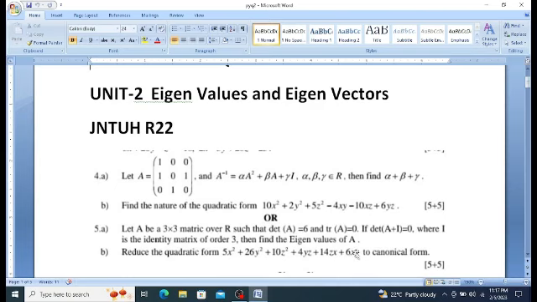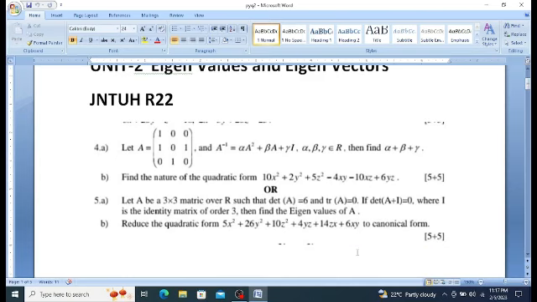Then you need to find the normalized model matrix P. To get the normalized model matrix P, take those eigenvectors in the form of a matrix. You will get a 3 by 3 matrix, and take the transpose of that model matrix, which gives P transpose. Then multiply those matrices in the form P transpose A P, and that must be equal to D, where D is a diagonal matrix with the eigenvalues on the diagonal. So P transpose A P gives the diagonal matrix.